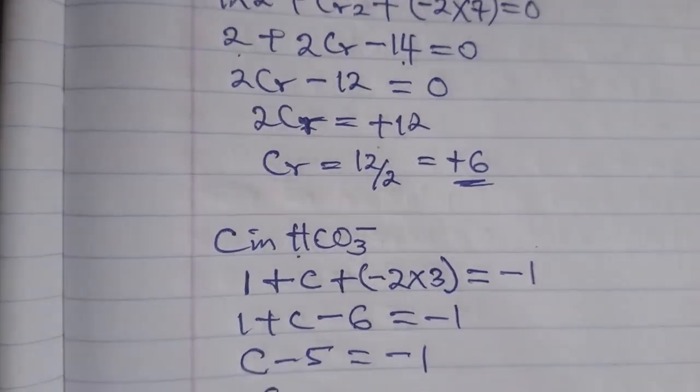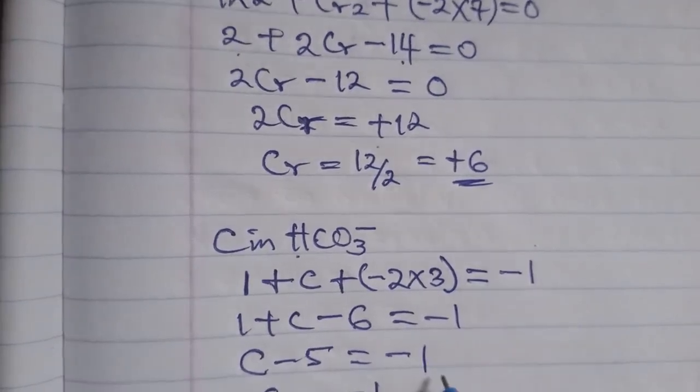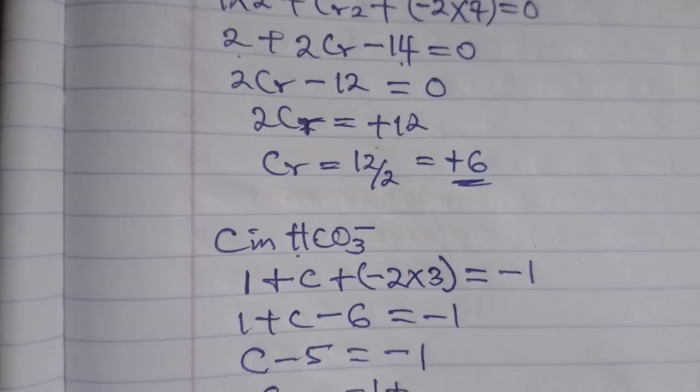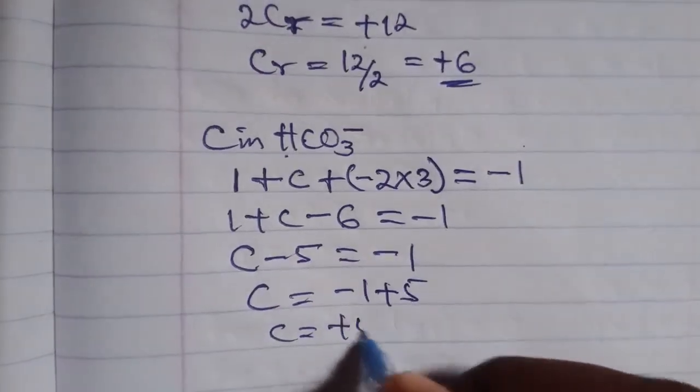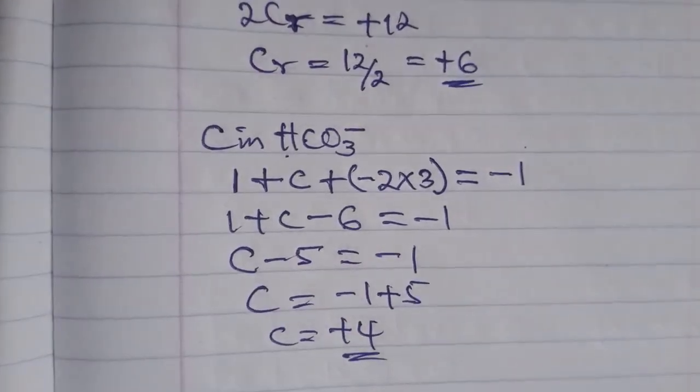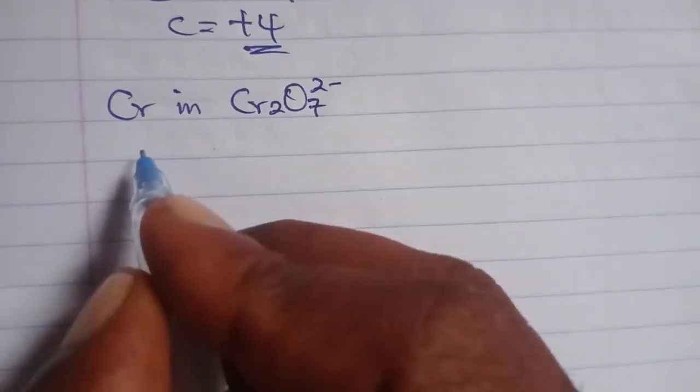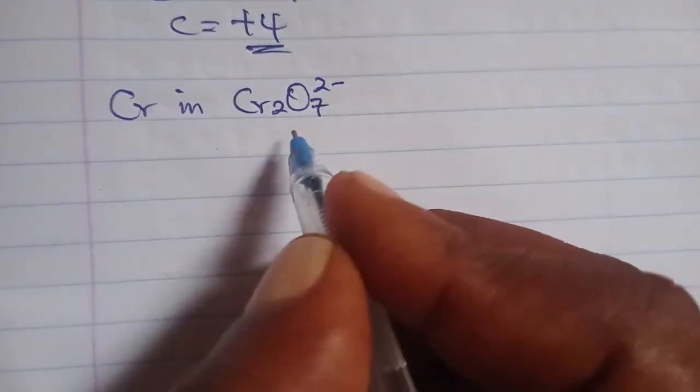Therefore, carbon becomes negative 1. This crossing, minus 5 crossing over becomes plus 5. So carbon is plus 4. Likewise, let's find the oxidation number of chromium in this compound.